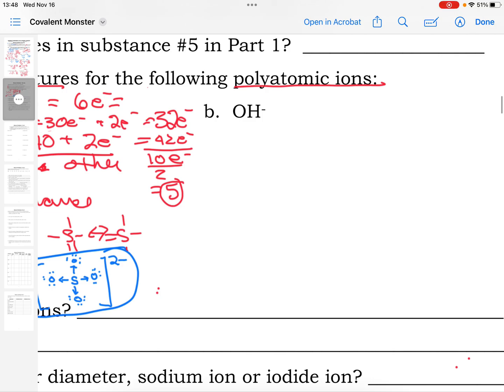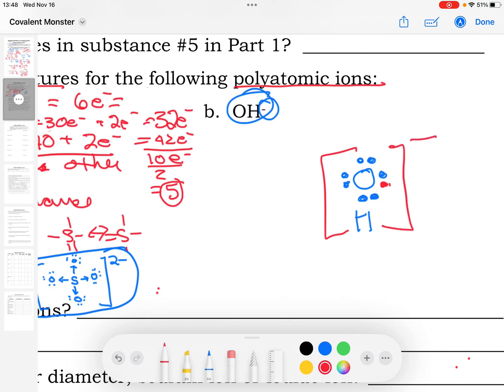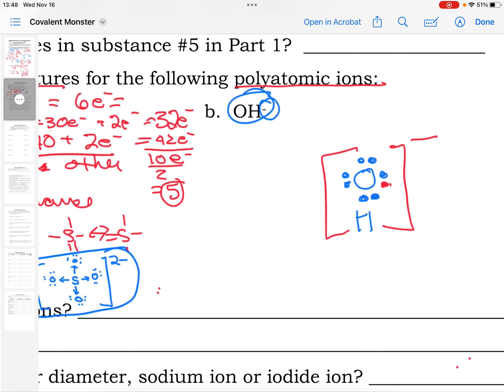Next, we have OH minus. So I have O that has 1, 2, 3, 4, 5, 6. Now I'm going to put an H right here with its electron. So life is good. Now I've got a negative charge, which means that I have to add my 8th electron right there. So this would be with a minus 1 charge. So that's the way we would draw those.